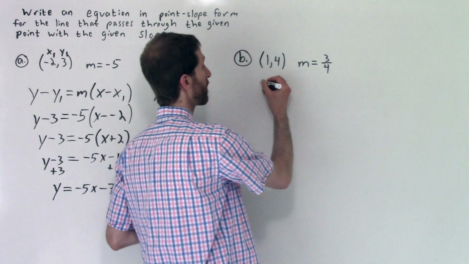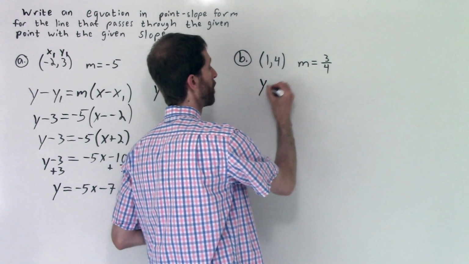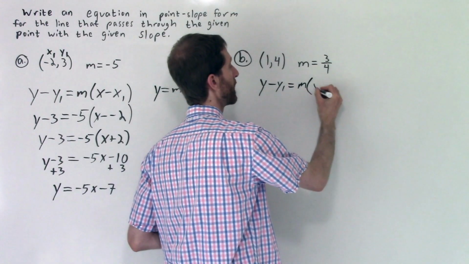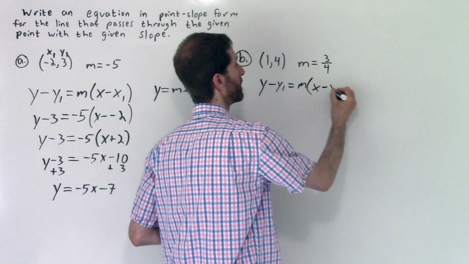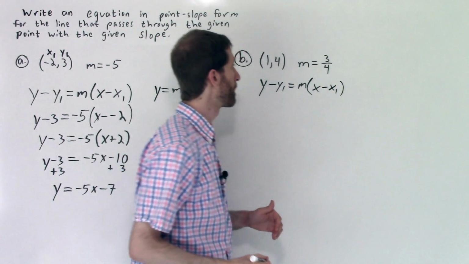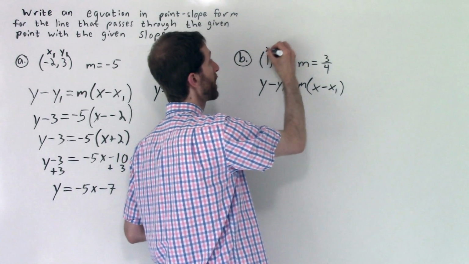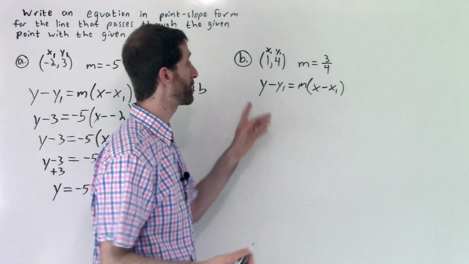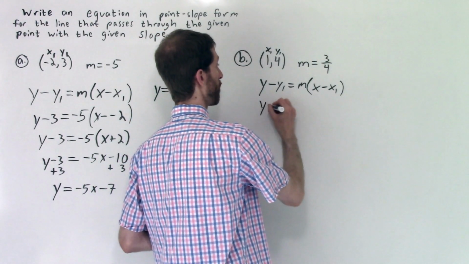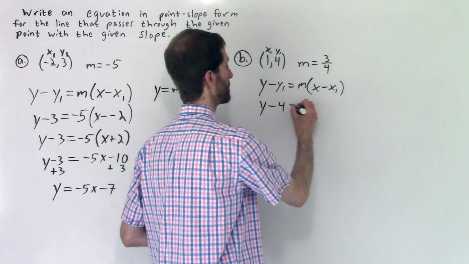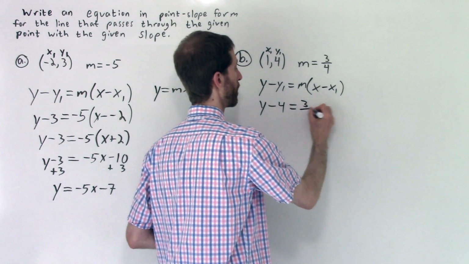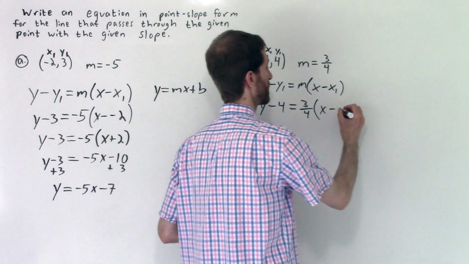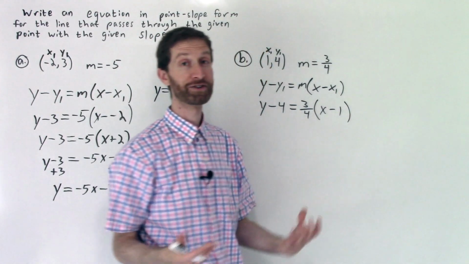So again, I start out with either this in my head or writing out the template for point-slope form. So y minus y1 equals m times x minus x1. I've got my x and my y values right here, and I've got my slope. So I'm going to insert that information into my template. So I have y minus 4, that's y1, is equal to m, which is 3/4, times x minus x1, which is just 1. And then you're done.